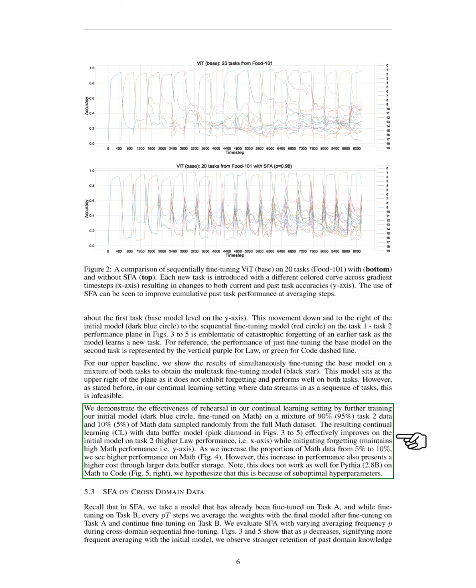We find that increasing the amount of math data leads to better performance on math, but it also requires more storage for the data buffer. However, this method is less effective for Pythia when transitioning from math to code, which we believe is due to suboptimal hyperparameters.